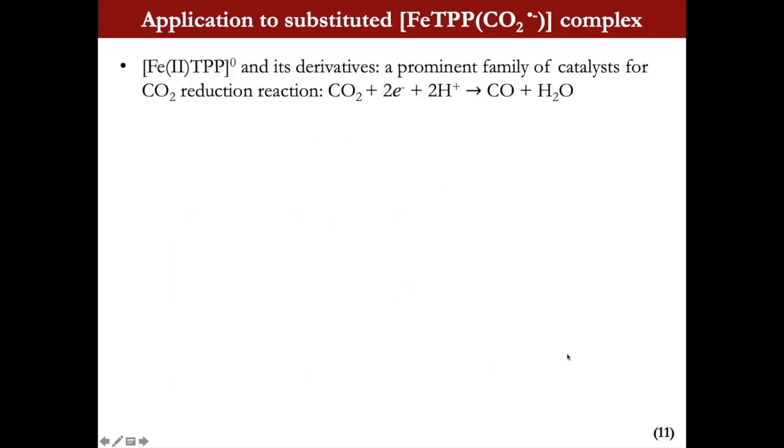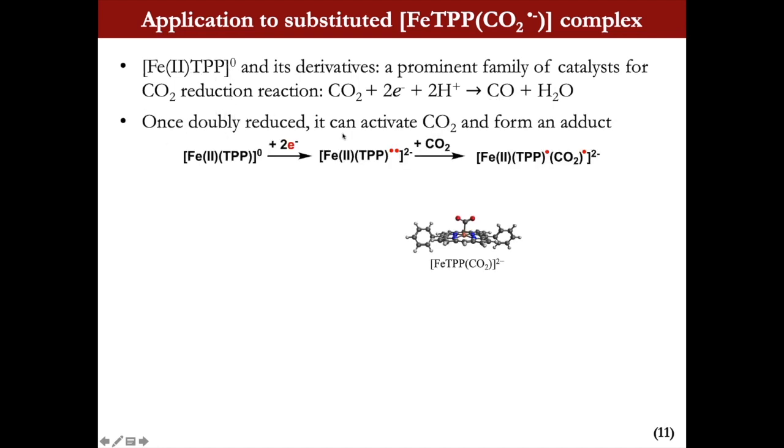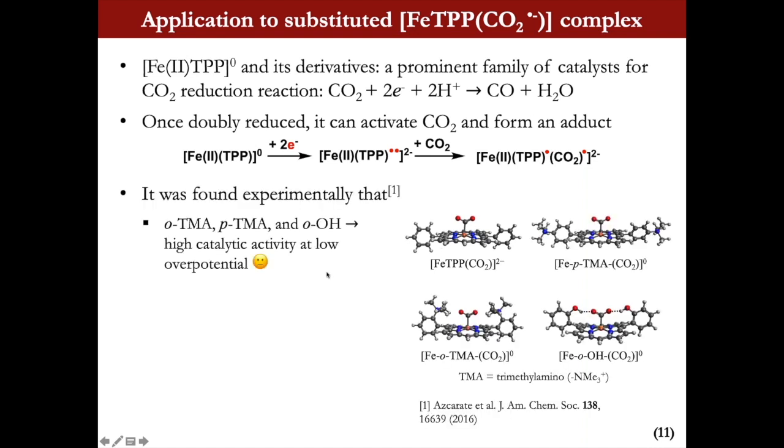And these all look quite reasonable to us, and we are going to apply this method to study a complex in CO2 reduction catalysis. So this iron TPP and its derivatives are a prominent family of catalysts for CO2 reduction to carbon monoxide. And once FeTPP is doubly reduced, it can activate CO2 by donating an electron and form an adduct like this. And in previous experimental studies, it was found that by introducing different substituent groups to the ortho or para position of these methyl-phenol groups, one can significantly modulate the catalytic performance of these catalysts.